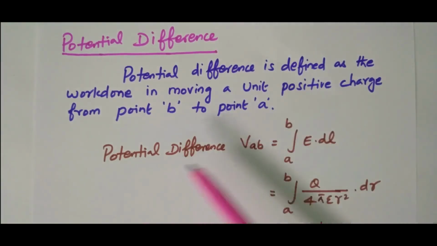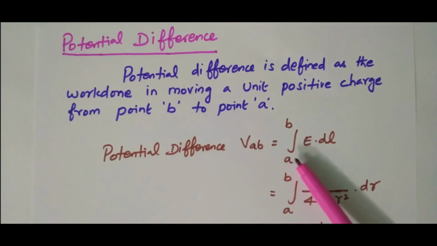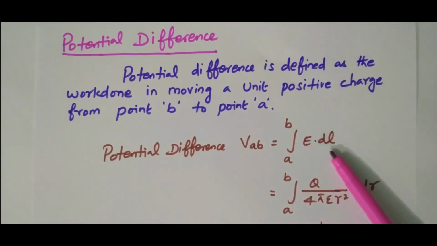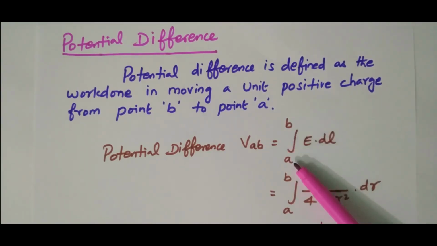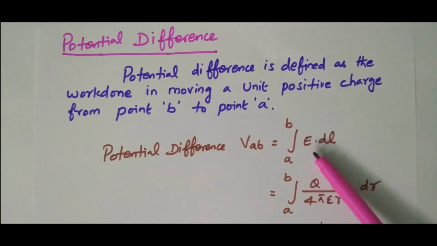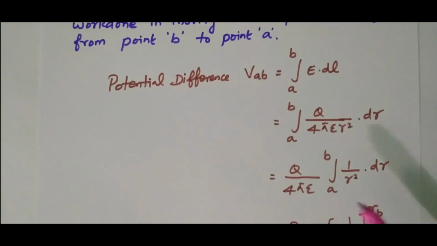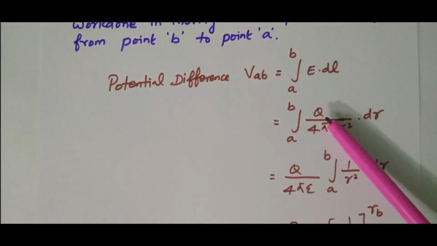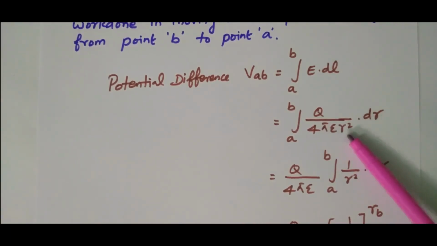So potential difference VAB. VAB means the potential difference between A and B equals integral a to b E dot dl. Normally for b to a, one negative will be there, that is replaced by exchanging the limit, a to b E dot dl. So directly we have got this expression. Now replace this E as Q divided by 4 pi epsilon r square into dr. Here we are having r, so that it is given as dr.